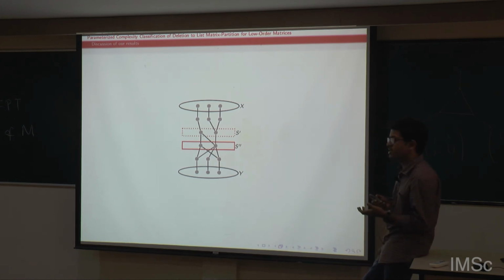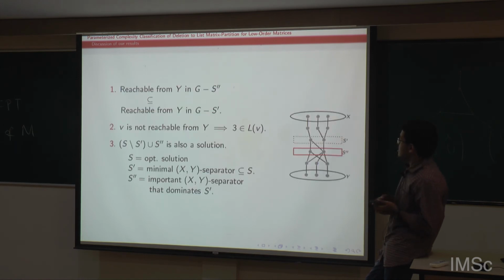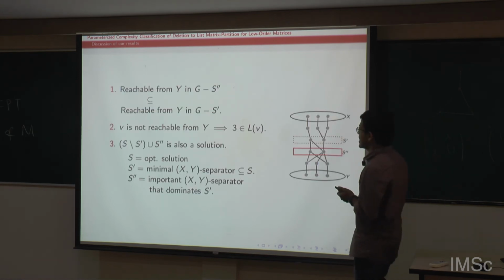Important separators were introduced by Dániel Marx, I think in 2006 or so, and it has proved to be a very useful tool. It has been successfully used for solving problems like multiway cut, directed feedback vertex set, etc. And the good thing about important separators is that there are only FPT many, some f of k many important separators of size at most k, and we can enumerate them also.